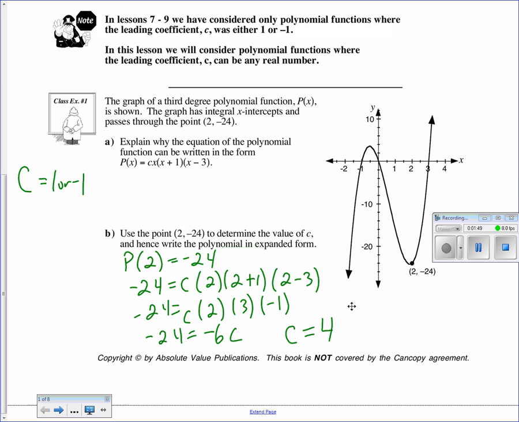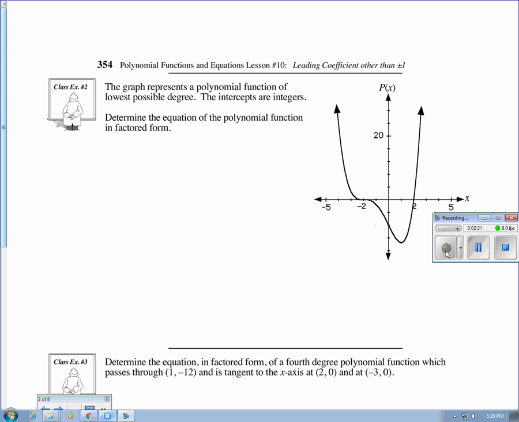And my polynomial becomes, my p at x becomes 4 times x plus 1 times x minus 3. I should be able to generate the constant value, which is the y-intercept, which for this case is 0. It makes my coefficients a little bit awkward to have manipulated out. Let's try this skill again based on what we know concerning graphs.